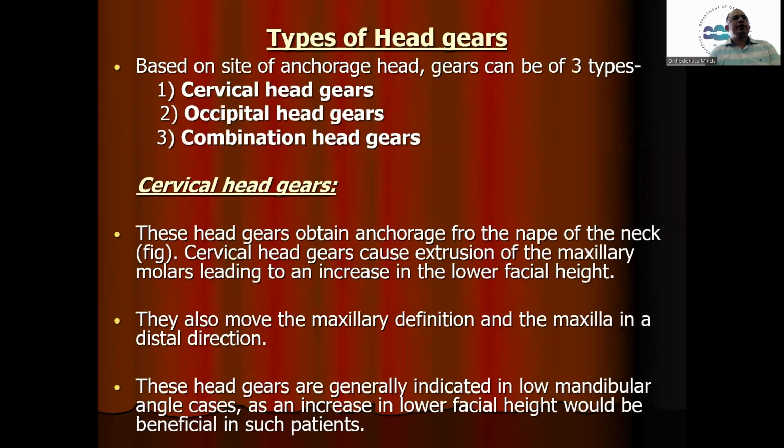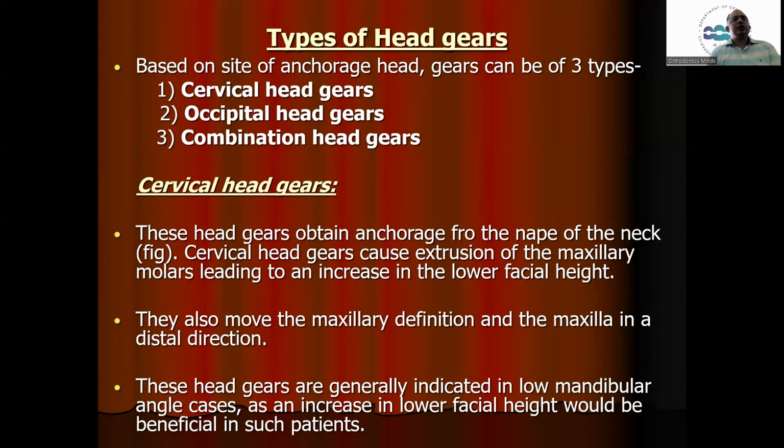Coming to the types of headgears, based on the site of anchorage, headgears can be of three types: cervical headgears, occipital headgears, and combination headgears. Cervical headgears obtain anchorage from the nape of the neck. Cervical headgears cause extrusion of the maxillary molars, leading to an increase in the lower facial height. They also move the maxillary dentition and the maxilla in a distal direction.